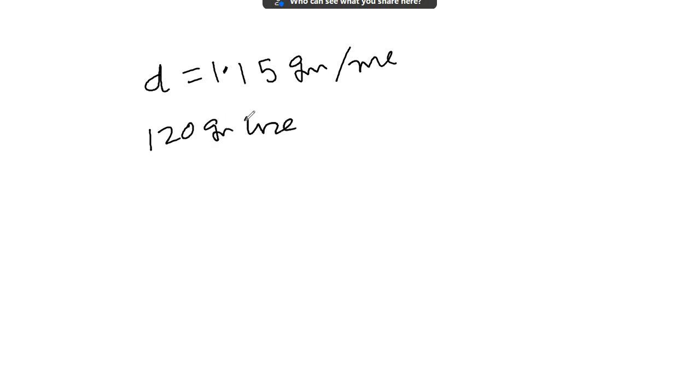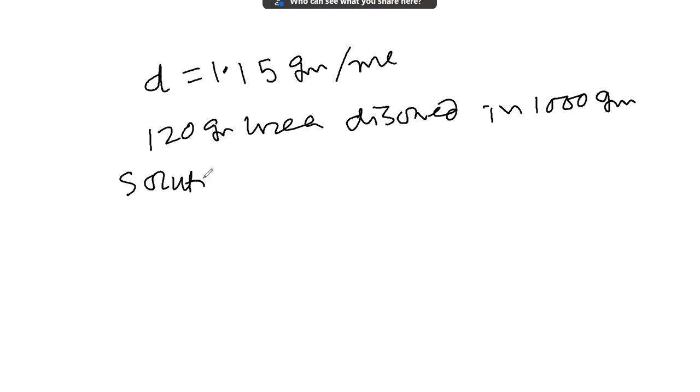In this case, the density of the solution is given as 1.15 gram per ml. 120 gram of urea was dissolved in 1000 gram of the solution. The density of the solution is 1.15 gram per ml, and you have to find the molarity of the solution.